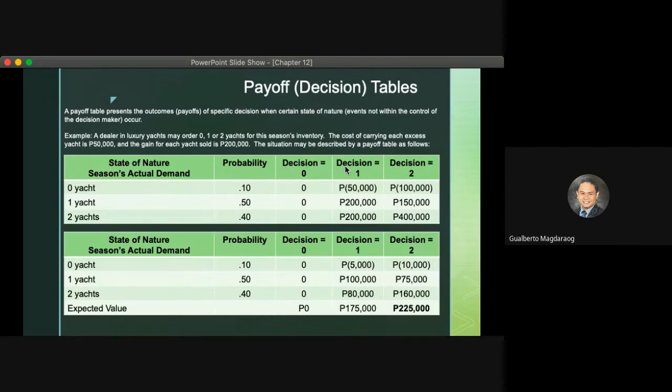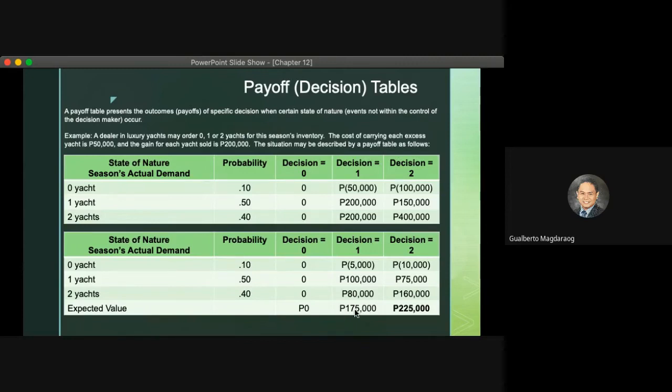0.1, 0.5, and 0.4. So for decision to 0, decision to produce nothing, we will have a total expected value of course, 0. But we arrive, multiply. 0.10, 0.5, 0.4 times 0, 0, 0 equals 0. If we decided to produce 1, the expected value is 175. And that is 0.10 times 50,000 equals 5,000. 0.5 times 200,000 equals 100,000, and 0.4 times 200 equals 80,000 for a total of 175. So, in-expect natin in average, whatever happened, whether 0, 1, or 2, in average, you will earn 175,000.